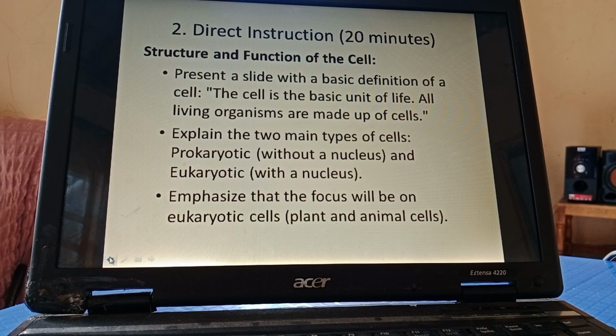In this direct instruction, I overlooked another point where we are trying to tell you to emphasize that the focus will be on eukaryotic cells, that is plant and animal cells, in this topic or chapter.